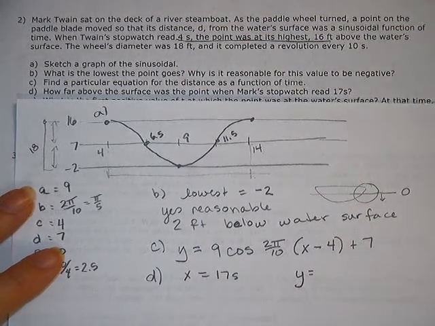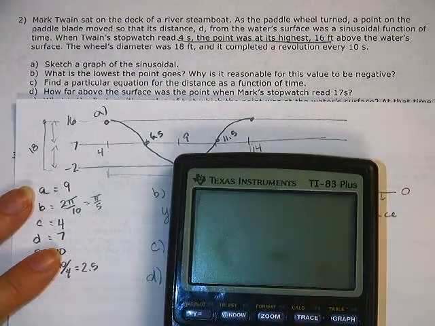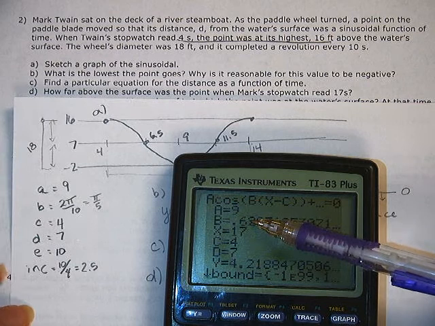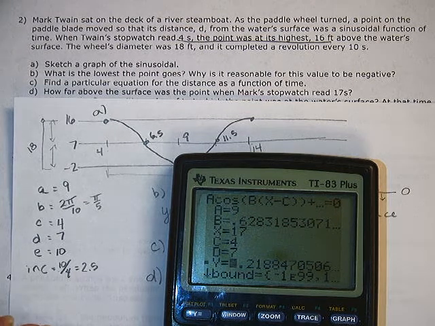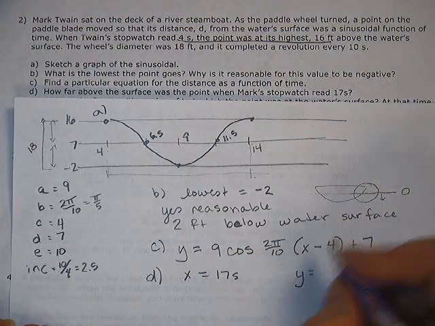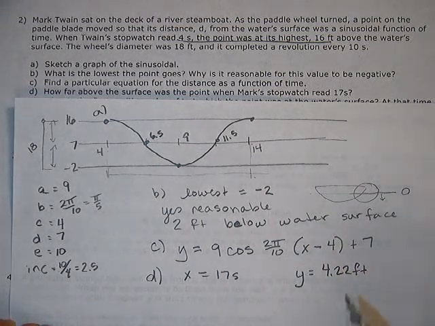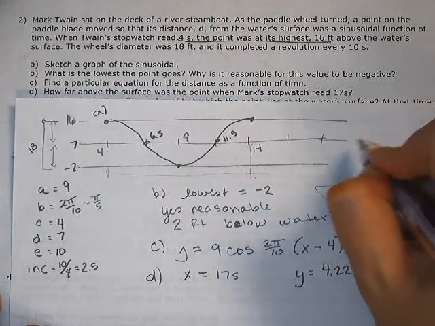So now I'm ready to put this on my calculator. I go to the equation solver. I'm already in it, and I've already entered my values for A, B, C, and D. I'm ready to put in my 17 for my x, and solve. And I have my 4.22. Can I check this on my graph the way my graph is now? No, because it doesn't go all the way to 17. So I'm going to extend my graph a little bit and see where this is going to happen.